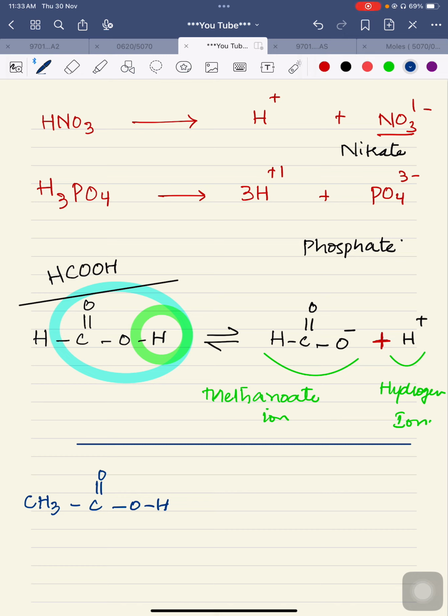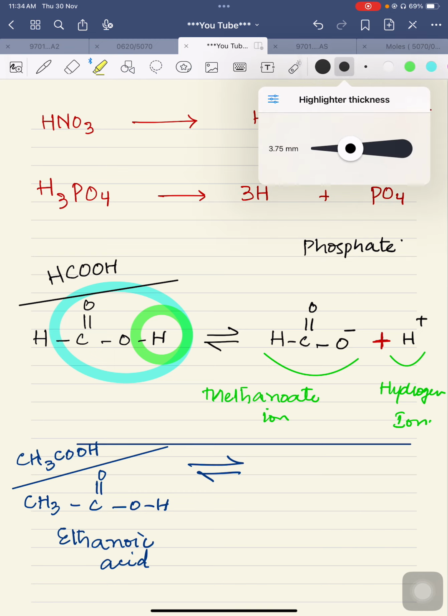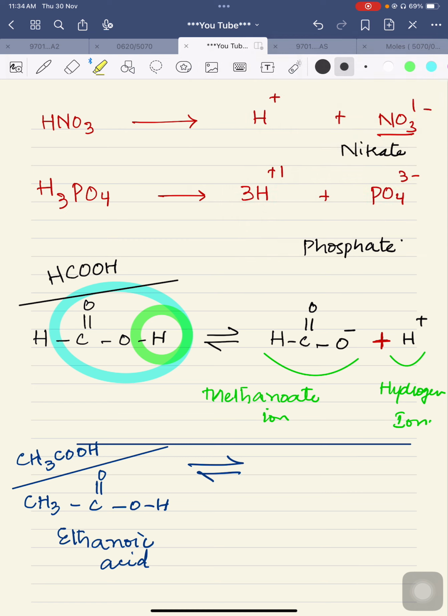So what is that? It is CH3COOH. CH3COOH is called ethanoic acid, and methanoic acid was at the top, and now it is ethanoic acid. Now there will be a reversible arrow just like the top, and we are going to mention the same point. Look at here right now. This is with the yellow. Okay, this is the yellow part, which is the carboxylic group.